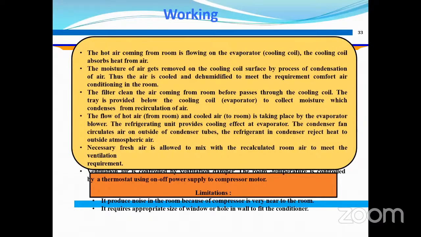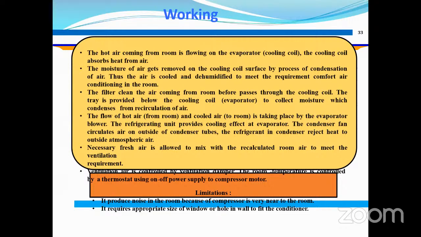How it works? The hot air coming from the room is flowing on the evaporator, that is cooling coil. The cooling coil absorbs heat from the room air. The moisture of air gets removed on the cooling coil surface by process of condensation. Thus, the air is cooled and dehumidified to meet the comfort air conditioning requirement in the room. The filter cleans the air coming from the room before it passes through the cooling coil. The tray is provided below the cooling coil, that is evaporator, to collect the moisture which condenses from the recirculation of air.